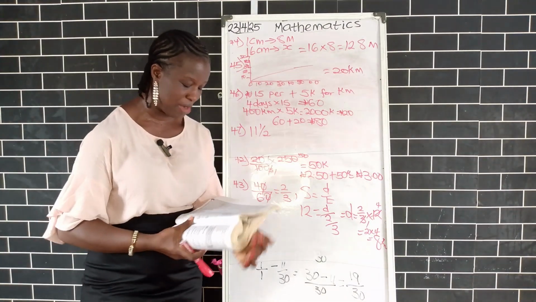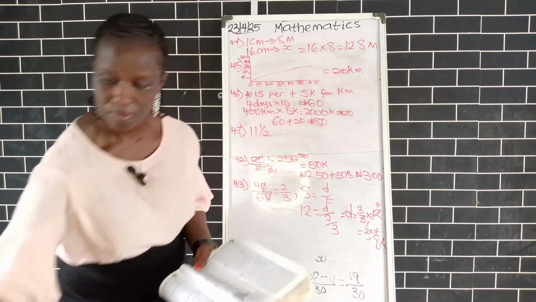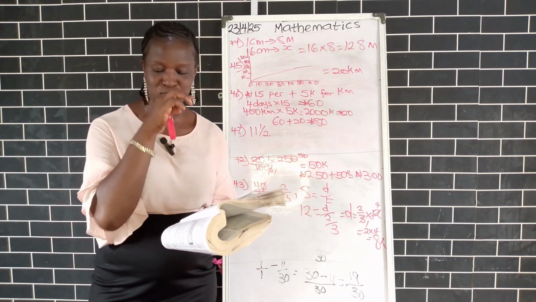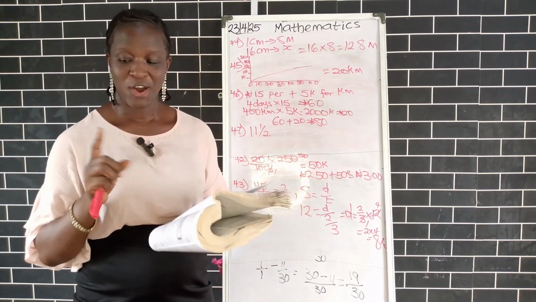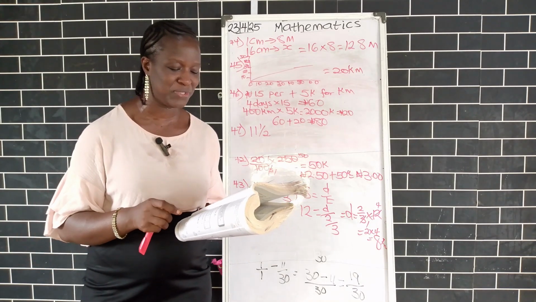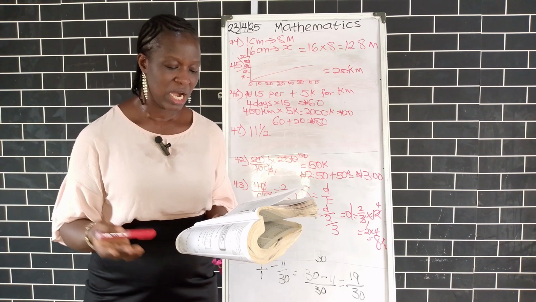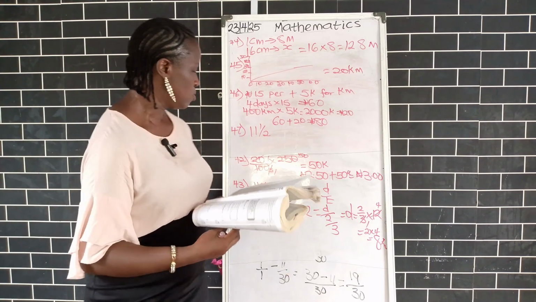And that leads us to number 48 question. Number 48 question says 100 oranges were sold for 2 naira 50 kobo. 100 oranges for 2 naira 50 kobo. They were all sold at 2 kobo each. How much did the seller lose?